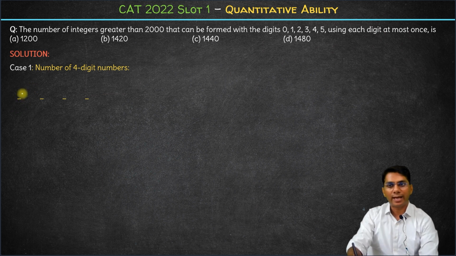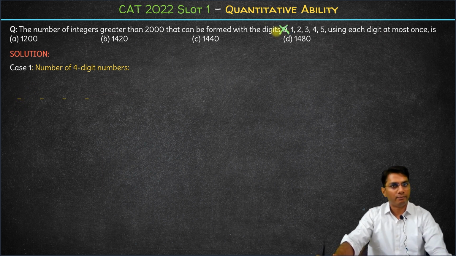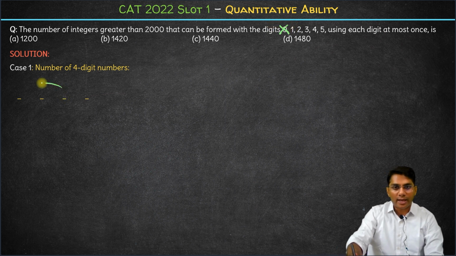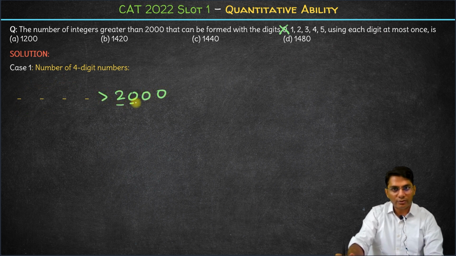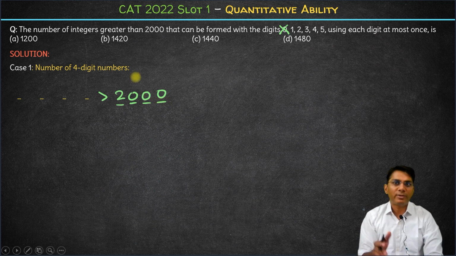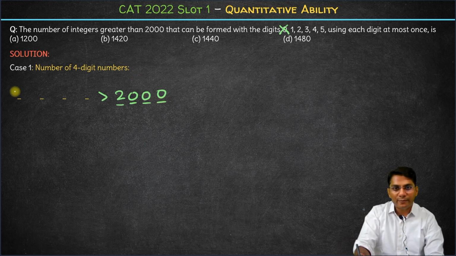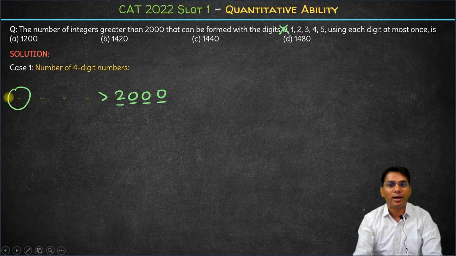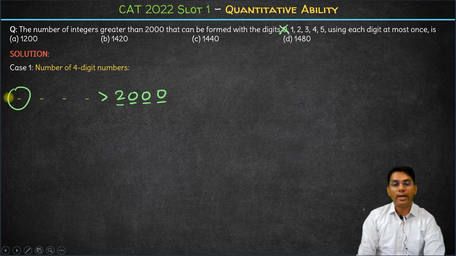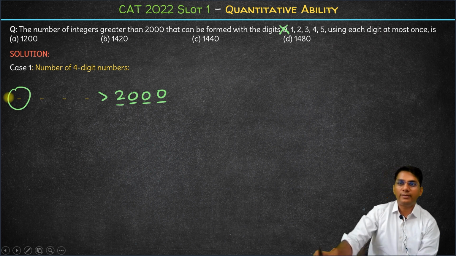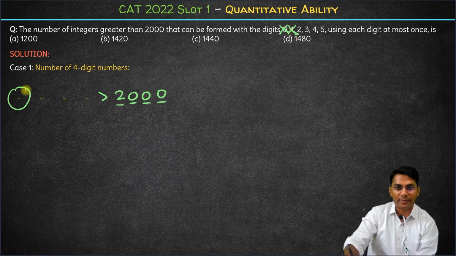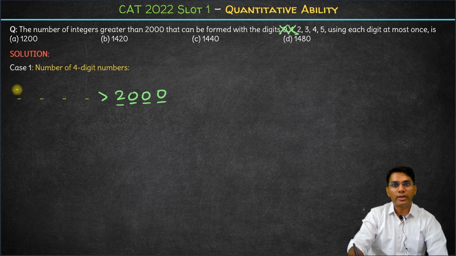Now this leftmost digit cannot be filled by 0 because otherwise it will not be a 4-digit number, and it cannot be filled by 1. All these numbers have to be greater than 2000, right? 2000 is also a 4-digit number. So if a 4-digit number is greater than 2000, its leftmost digit should definitely be greater than or equal to 2. It cannot be 1, right? Hence 1 also cannot be filled at this place. So either you can have a 2, 3, 4 or 5 at this place. So this place can be filled in 4 ways.